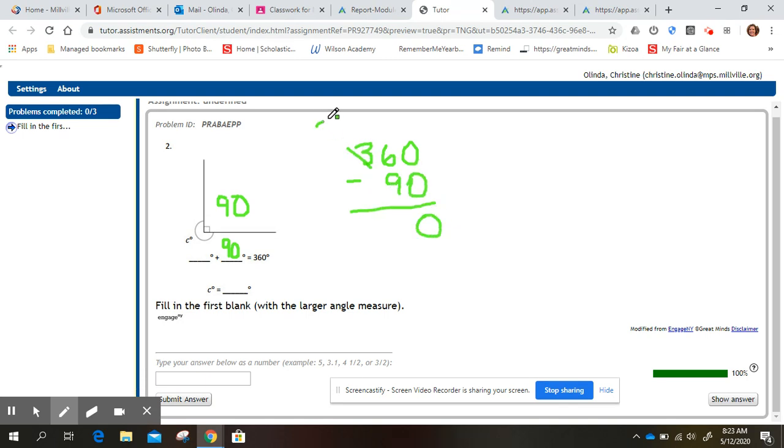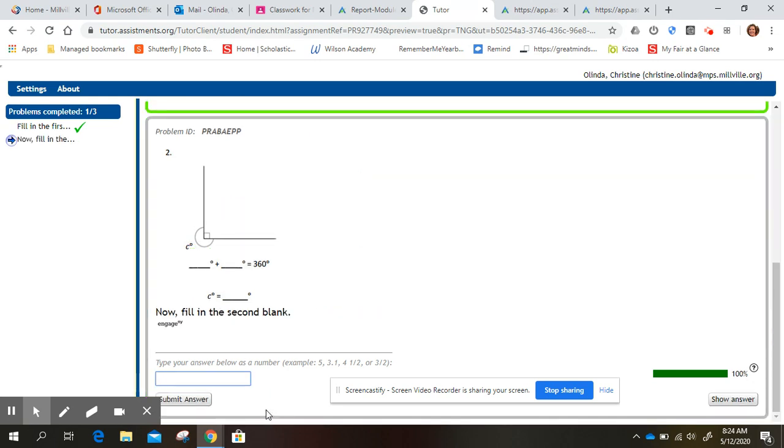6 take away 9, no. Put 16 at the top. And so I got 270. And so my larger angle is 270. And it says type your answer below, and we'll type 270. Be careful with that. And you can submit. And that's correct. We'll go to the next problem.